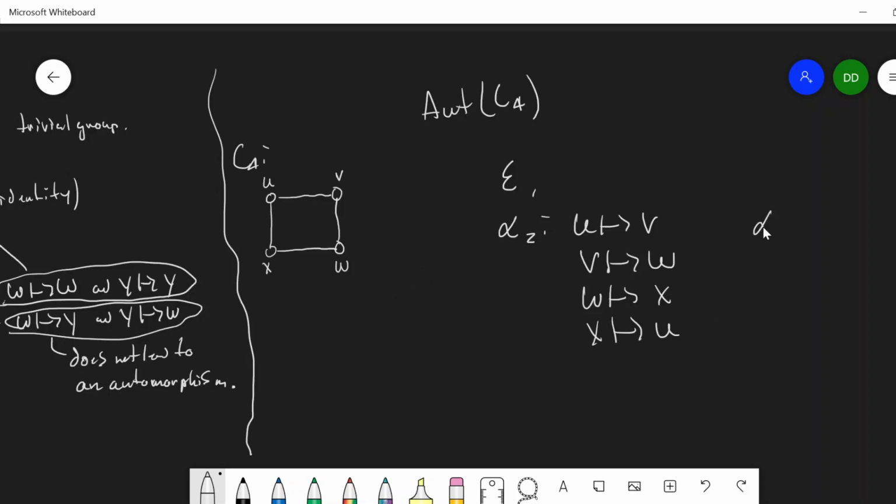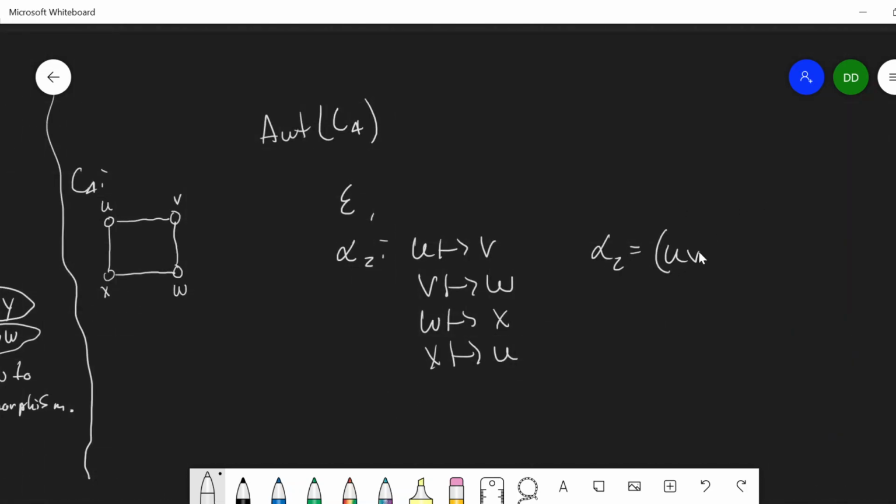So another way to express alpha 2 here is with a cycle. The element U is being sent to V, V is being sent to W, W is being sent to X, and then X is coming back around to U. So that's alpha 2. Now, what's alpha 1, you might ask? I'm using the book's notation here. Alpha 1 is the trivial rotation, the rotation by 0 degrees, the same as the identity. So they're calling that one alpha 1. I think it's a little bit silly.